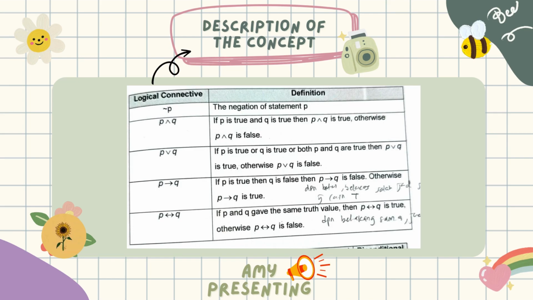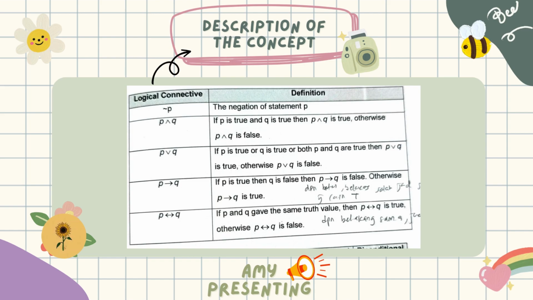So, the logical connectives and their definitions. For not P, it is the negation of statement P. P and Q: if P is true and Q is true, then P and Q is true. Otherwise, P and Q is false. P or Q: if P is true or Q is true or both P and Q are true, then P or Q is true. Otherwise, P or Q is false.